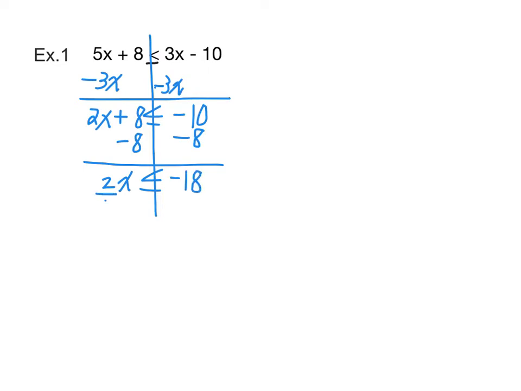And finally, I'm going to divide by 2. In the last lesson, we talked about multiplication and division as being something you need to make a conscious effort to think about. Here, we've just divided by a positive number, so no need to concern yourself with it. We're going to keep the sense of the sign the same as a less than or equal to, and change it to x is less than or equal to negative 9.